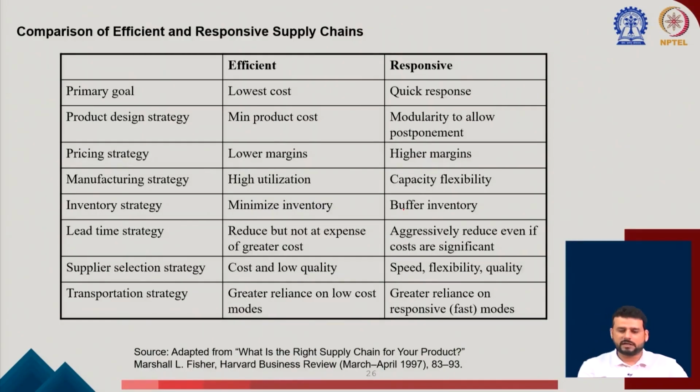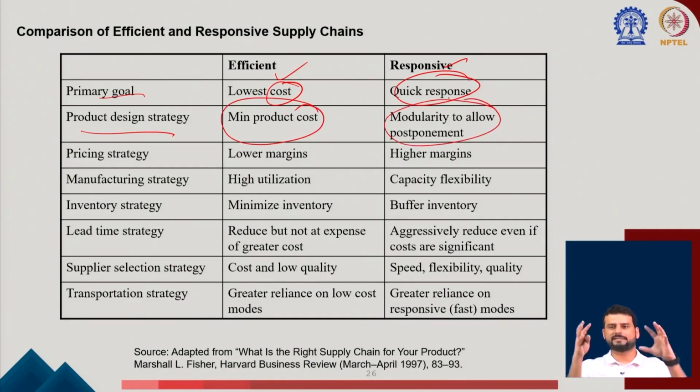Now, talking about efficient and responsive, we have talked about so many things, but let us just narrow down the points where we can compare this. Primary goal, what will be the primary goal? Obviously cost, reducing cost, inefficiency. Quick response to the customer requirements should be the objective of your responsive supply chain. Product design strategy, your design should be very easy, right? So that minimum cost should be there. But here modularity, like I talked about modular design. Let's say modular design is a kind of thing, if in your system I am designing, let's say your LED TV.